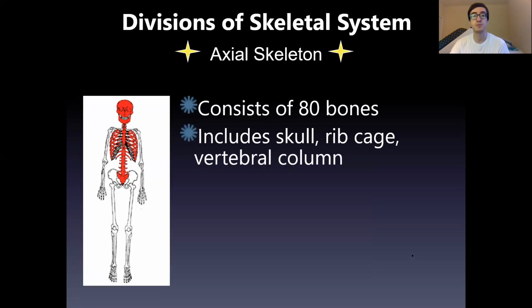So the skeletal system, we can actually split into kind of two different major sections. We have the axial skeleton, which is basically just all the stuff right down the center of your body. So your skull, your spine, your ribs, and your sternum right here on the front, all of that makes up the axial skeleton.